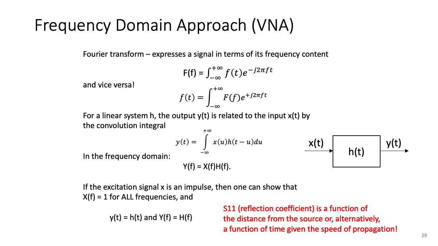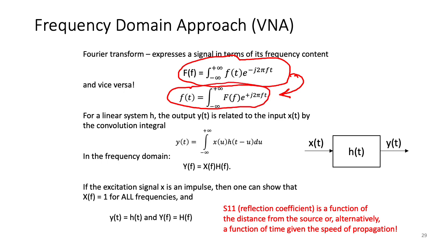The frequency response of any waveform f(t) can be obtained by the Fourier transform F(f), which is the integral of f(t) e^(-j2πft). Conversely, the time response of that frequency response F is obtained by the inverse Fourier transform, the integral of F(f) e^(+j2πft). This is a Fourier transform pair. If I have little f(t), I can get capital F(f), and conversely, I can get little f(t) from capital F(f) through the inverse transformation.